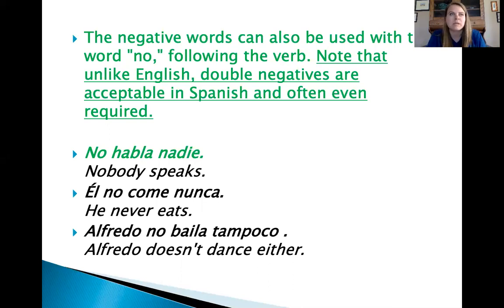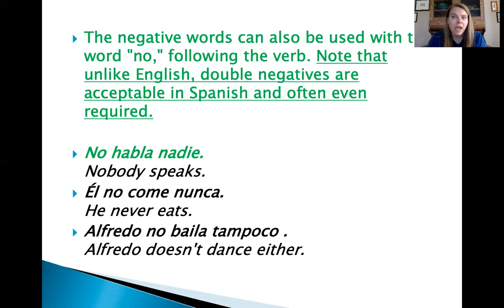What do I mean by double negative? In English, I would never say, I don't like that neither. Or I wouldn't say, I don't know nobody. Now, there are people who speak like that. That's fine, but it's not proper standard English that you would want to use in an academic setting. So in Spanish, you do need to do that, and it is proper academic Spanish.